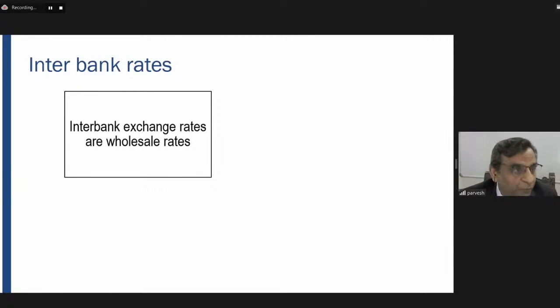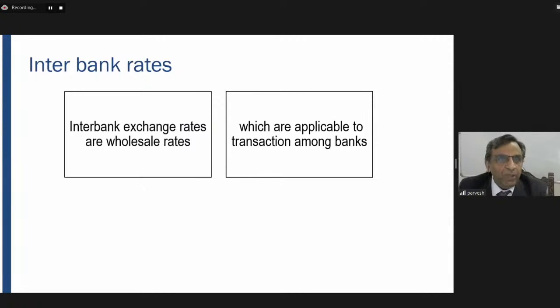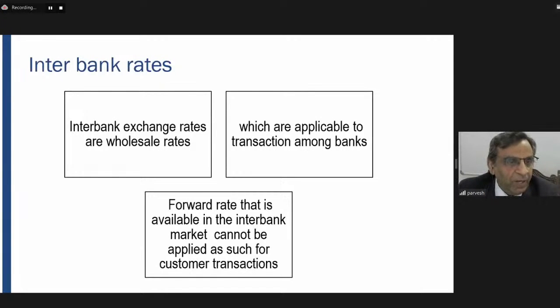Now we are moving towards a very interesting part of our journey, to understand what interbank rates are, and we will do some very important questions, which are small parts of your bigger questions. This is also doing some basics. Interbank rates are wholesale rates. Remember, these are wholesale rates, not applicable to customers. As we have seen, we have to arrive at those rates based on the calculation we did in the last question, which are applicable to transactions among banks. So interbank rates are applicable only to transactions among banks and not between banks and customers. The forward rate available in the interbank market cannot be applied as such for customer transactions. This is a very important point.